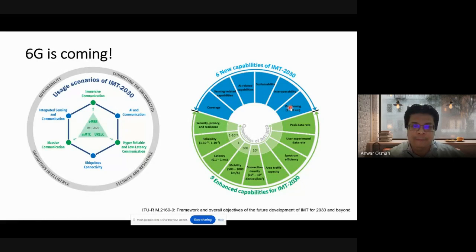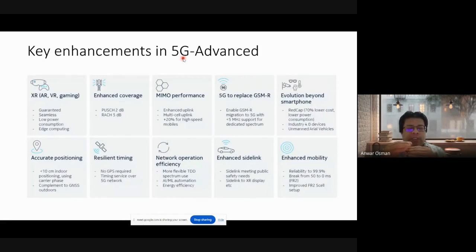So key enhancements in 5G advanced as we move to 6G: we have to enable AR, VR, and you know, like Apple already has the Apple Vision device in the market, right? So this will be part of the URLLC capability of 5G, okay? And next we have the enhanced coverage. How do we extend the coverage further, even though we have the beamforming? What are the things that we can do? MIMO performance, right? The antenna capability. Again, this is also to enhance the coverage and increase the throughput for both downlink and uplink.